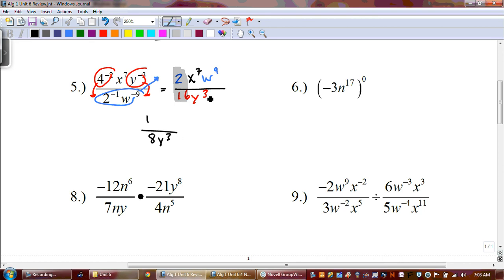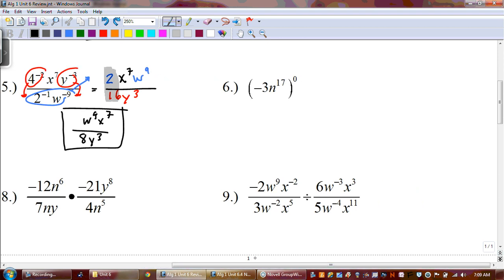Y cubed stays down, and I'm going to put the variables in alphabetical order. And if you need to sing the ABCs, A, B, C, D, F, G, H, I, J, K, L, M, N, P, Q, R, S, T, V, W, X, Y, and Z. Okay? The only thing that's different is we don't need that 1 there, so you can take it out, or you can leave it in. All right?